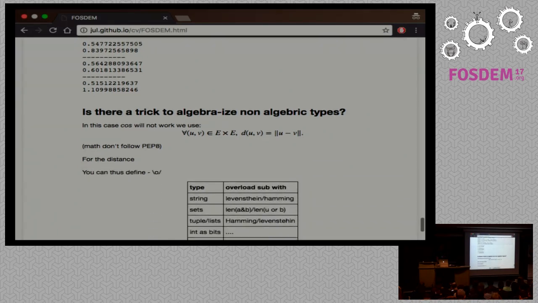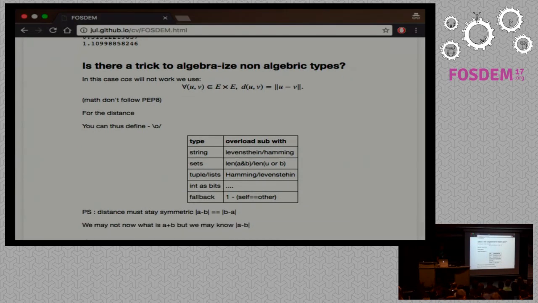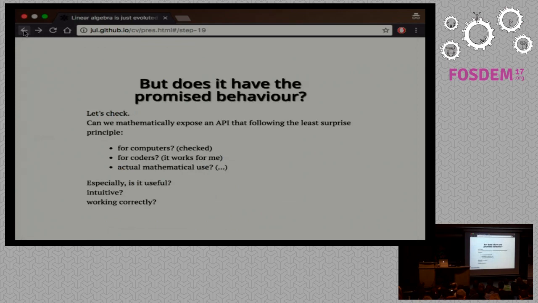Sorry, Stefan. Is there a trick to algebra with a non-algebraic type? I don't have a lot of time. I can go back to it later one day, but I thought of it. It's possible. There are times where you cannot define plus, but in the context of a distance, you can define minus to know how far an object is from another object, or a dict. Oh, thank you.